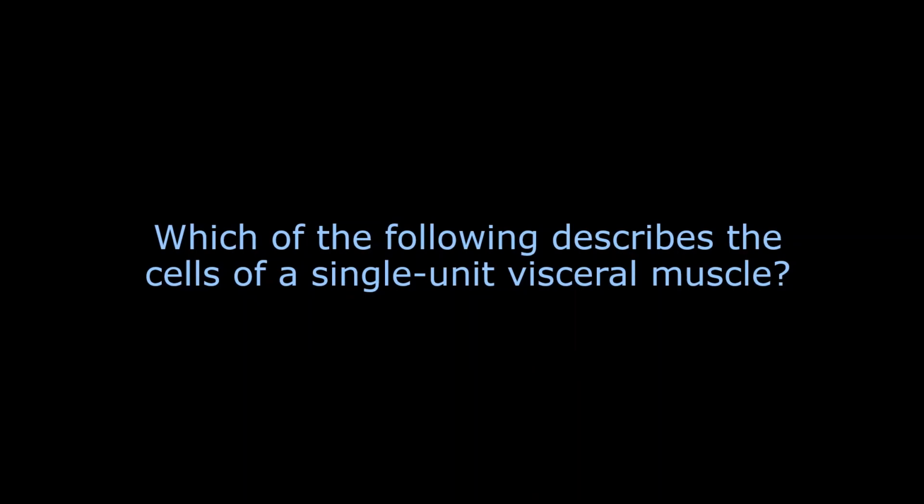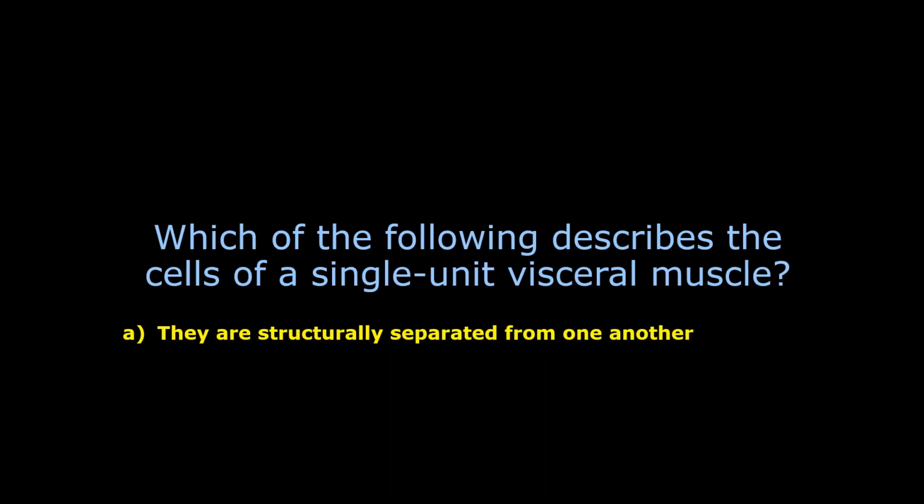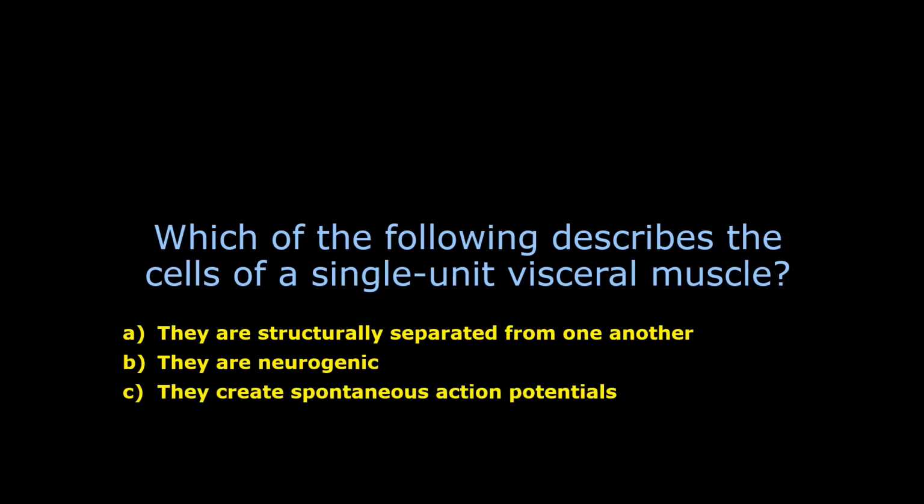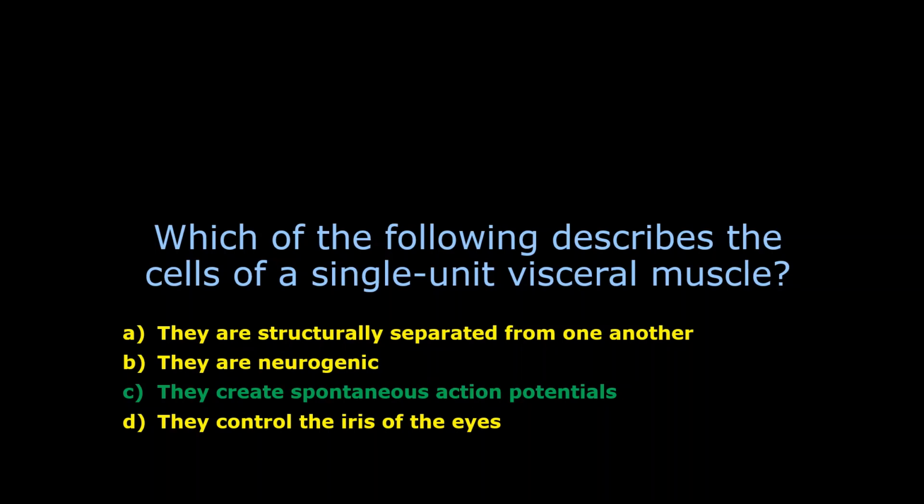Which of the following describes the cells of a single unit visceral muscle? All right, let's check it out. They are structurally separated from one another. No, they're not. They're myogenic, and they have lots of gap junctions, and they connect to each other electrically. They're neurogenic. No, they're not. That's the multi-unit smooth muscle that's neurogenic, relies on the autonomic nervous system. They, single unit, create spontaneous action potentials. That is true. They are myogenic, and that is the definition of it. They control the iris of the eye. No, that's multi-unit. So C should be the answer. Got it.